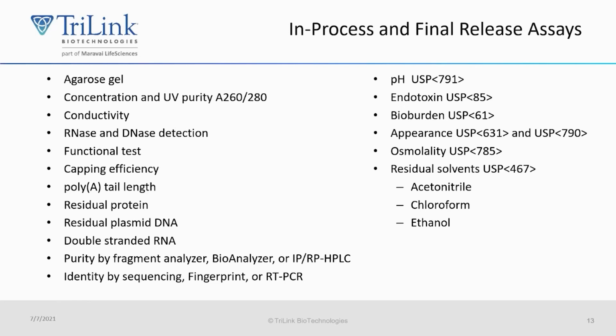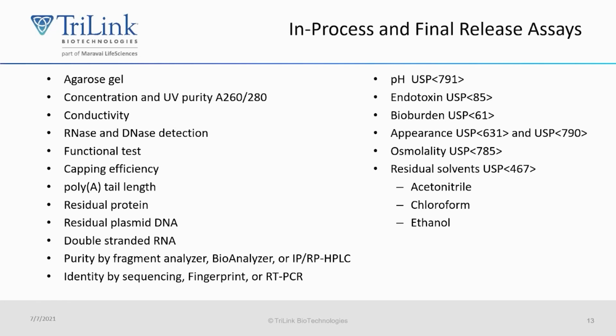In general, though, for agarose gel, you're going to be looking at length and purity of your RNA product. This is typically used as an in-process control, as it is a qualitative method. Concentration and UV purity are measured throughout the process in order to quantitate your yield from transcription and monitor throughout the process. RNase and DNase detection can be run on raw materials as well as in-process controls in order to monitor product quality. For final product, conductivity and a functional test are important, as well as capping efficiency, poly-A tail length, residual protein, residual plasmid DNA, double-stranded RNA.